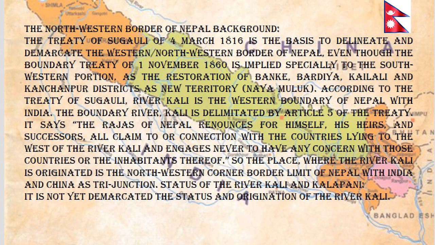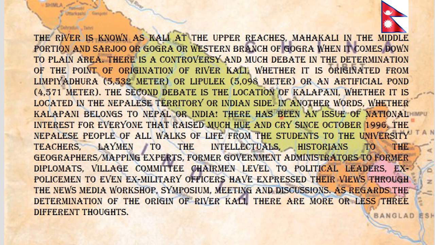Status of the river Kali and Kalapani. The status and origin of the river Kali is not yet demarcated. The river is known as Kali at the upper reaches, Mahakali in the middle portion, and Sarju or Gagra or western branch of Gagra when it comes down to the plain area.